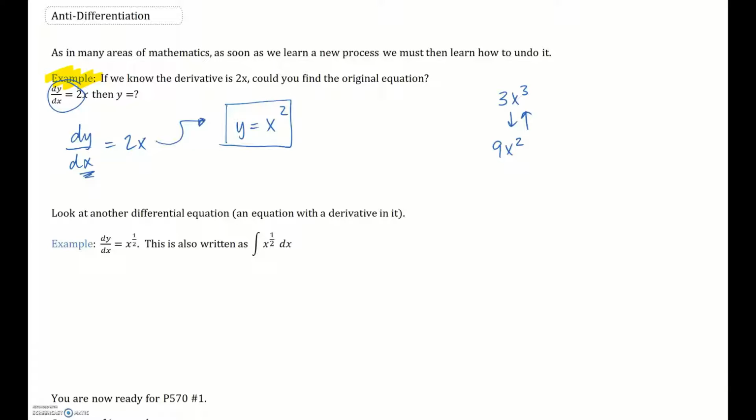Let's try this one. The derivative of y with respect to x is given to you by the square root of x, or x to the half, whichever one you like. Probably going to like the power better, because then I can try to figure out what to do with it. It could also be written as the integral of x to the half, and this dx says we took the derivative with respect to x. So it's just saying, hey, by the way, I took the derivative of the x in case there was more than one variable.